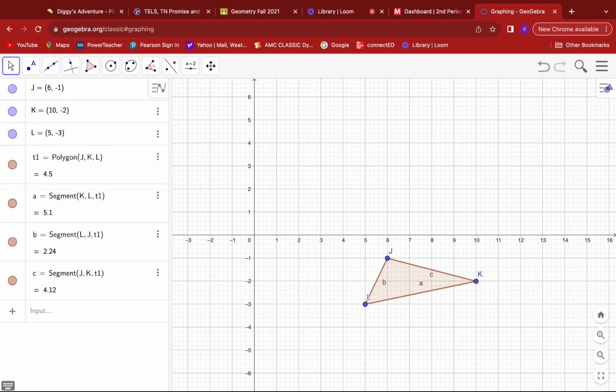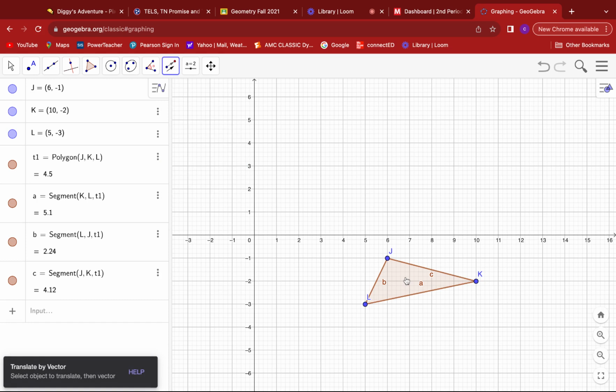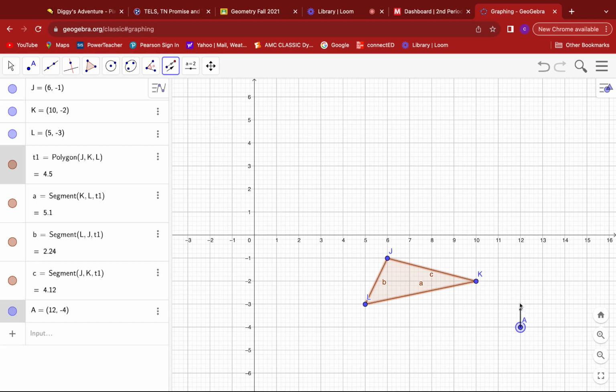All right, so remember, we are doing a vector, right or left, nothing, up 4. So I'm going to go over here to where my transformations are. Translate by vector. I'm going to click on the figure that I want to translate. And I remember I want to go up 4. So just click anywhere you want. Click down here so I'm out of the way. And I'm going to go up 1, 2, 3, 4. Trying to get it straight on there. There we go.